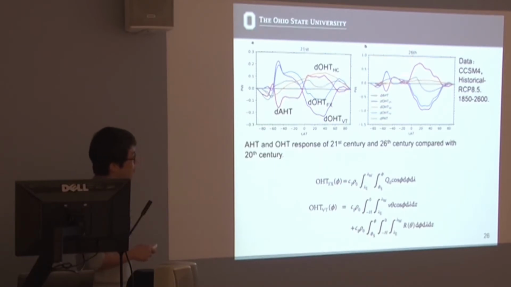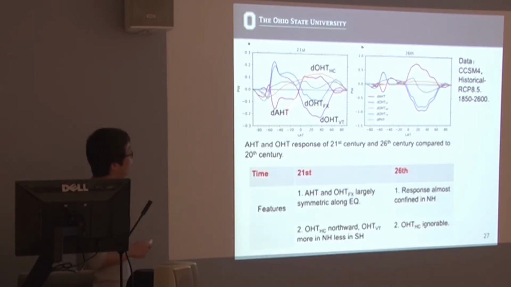And we further find that going to the 26th century, the responses are all confined in the northern hemisphere, and the heat content related ocean heat transport is close to zero, because in global warming, the climate goes into another equilibrium. Therefore, there is no temperature tendency there, so it is close to zero.